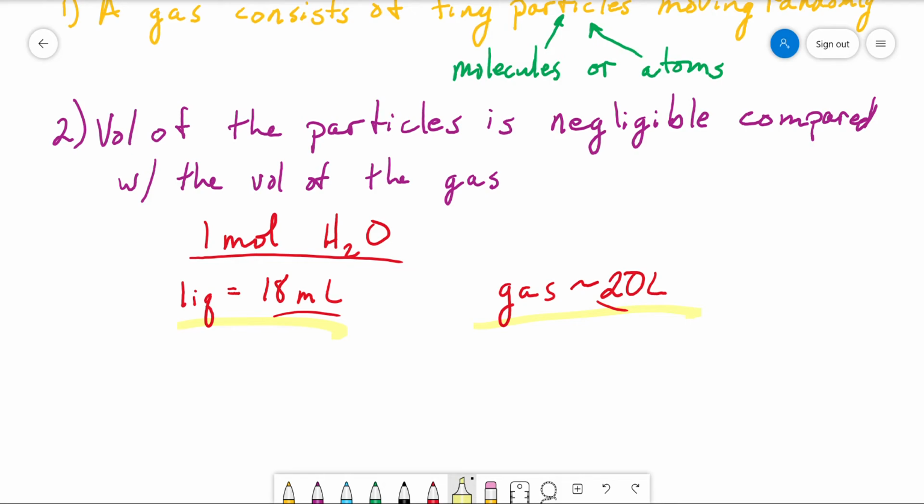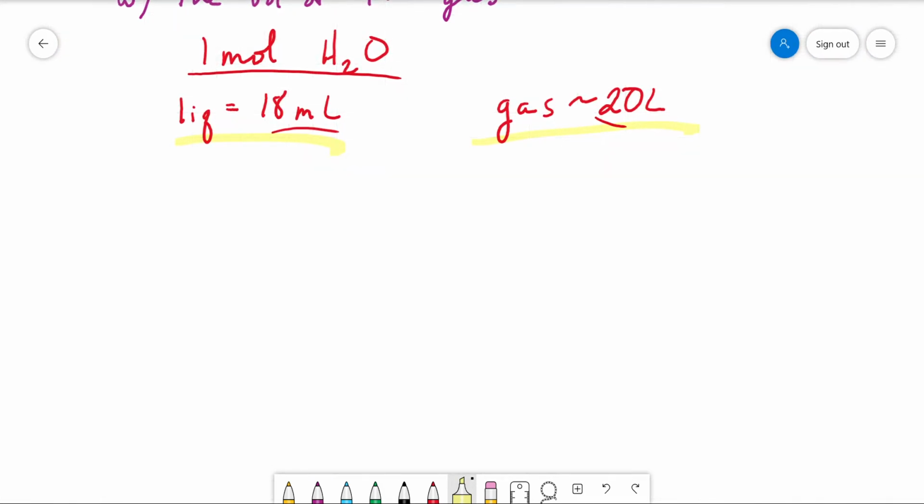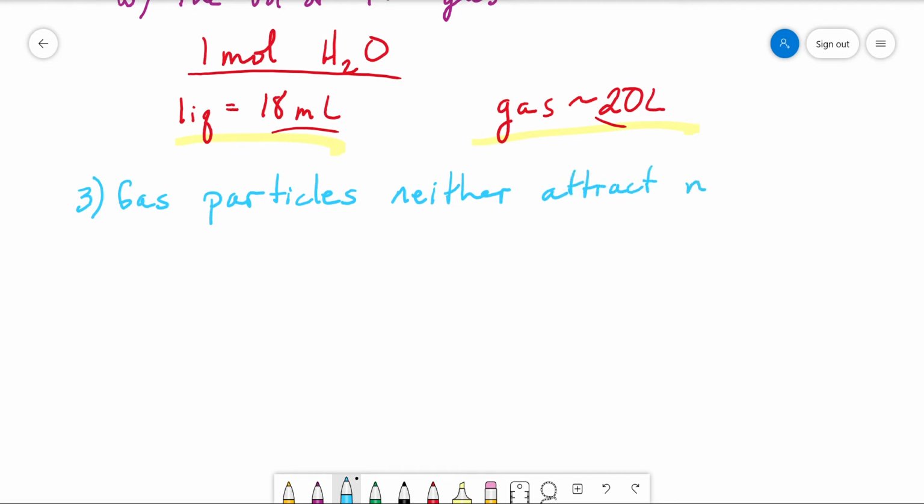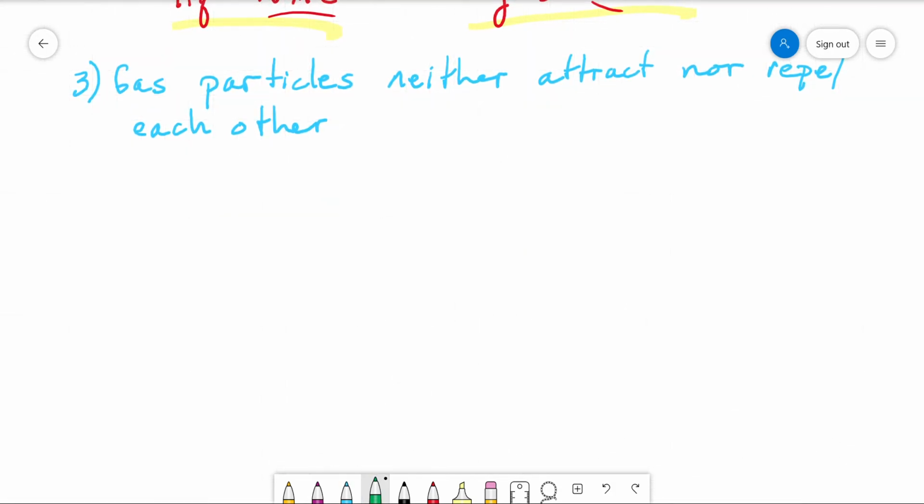So that's why we say the volume of the particles is negligible compared to the volume of the gas. It's 18 milliliters versus 20 liters, so not that important. Now, you can probably guess that that's not 100% true, but that's where we are for now. So gas particles, number 3, neither attract nor repel each other. So that's why those gases can mix homogeneously, because they don't attract or repel each other.